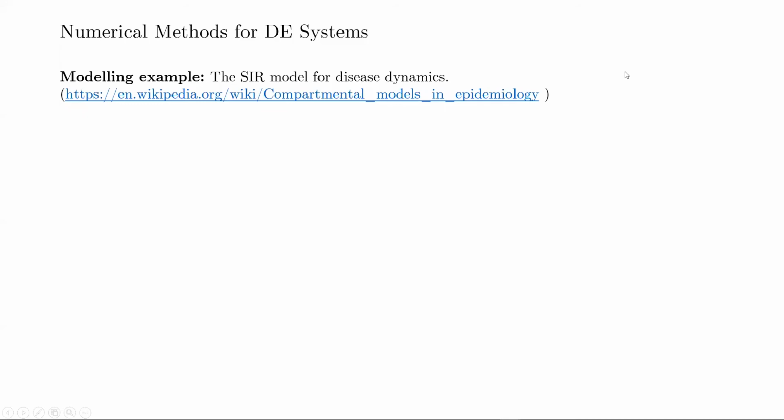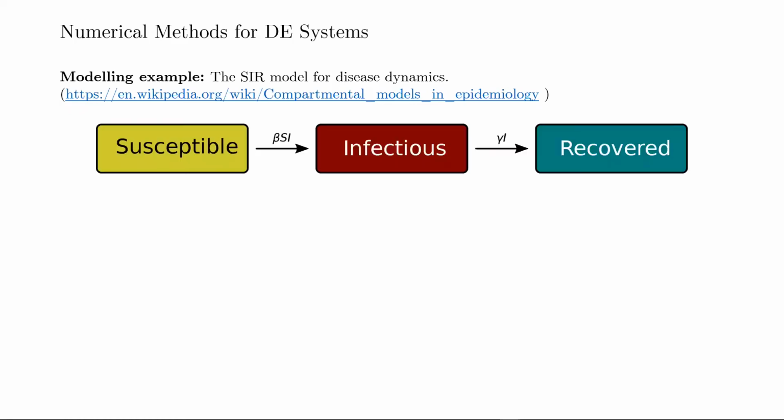So the figures here and the equations here are from Wikipedia, compartmental models in epidemiology. I just did that because it saved me a lot of time, and they're open source. And so the idea is we have this thing called the SIR model, a very simple model for disease dynamics. So for example, the common cold or chickenpox or something can be modeled with what's called a compartmental model.